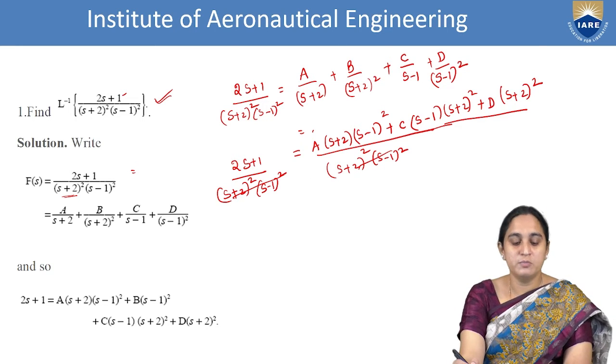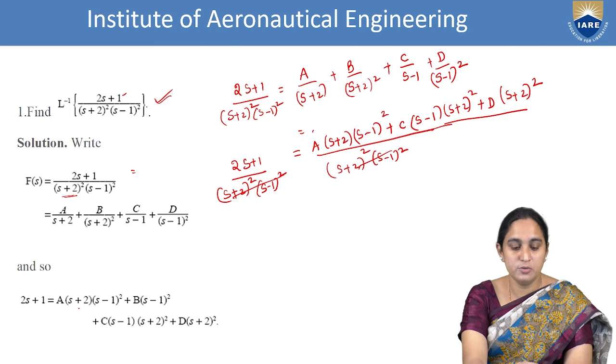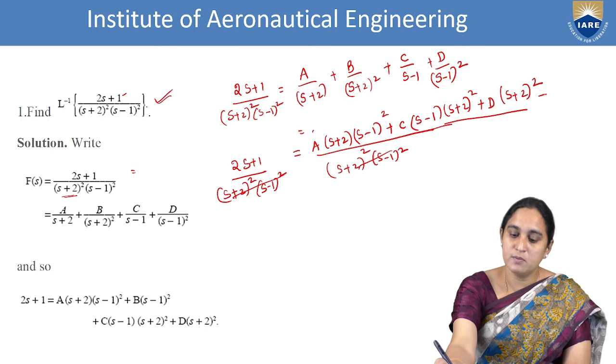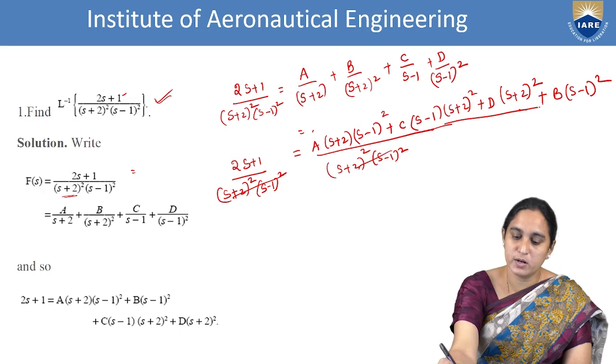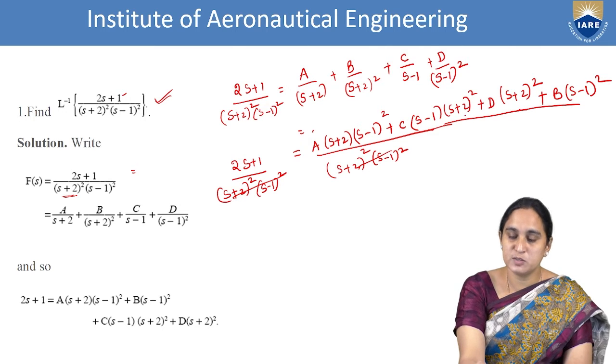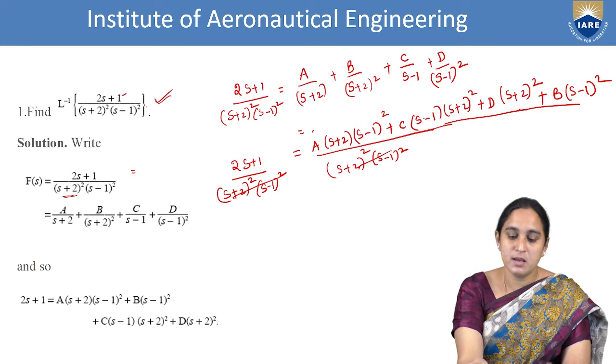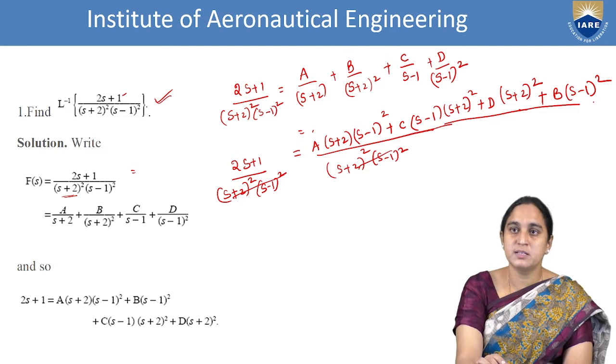Both sides denominator cancel. After that we got 2s plus 1 is equal to a into (s plus 2) into (s minus 1) whole square, plus b into (s minus 1) whole square. Here I am missing b, so I am writing it in the last term. Then plus c into (s minus 1) into (s plus 2) whole square, plus d into (s plus 2) whole square, plus b into (s minus 1) whole square.